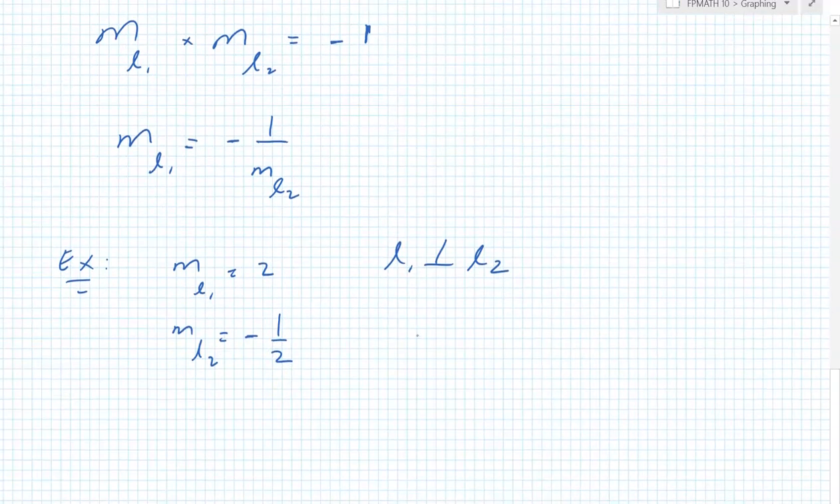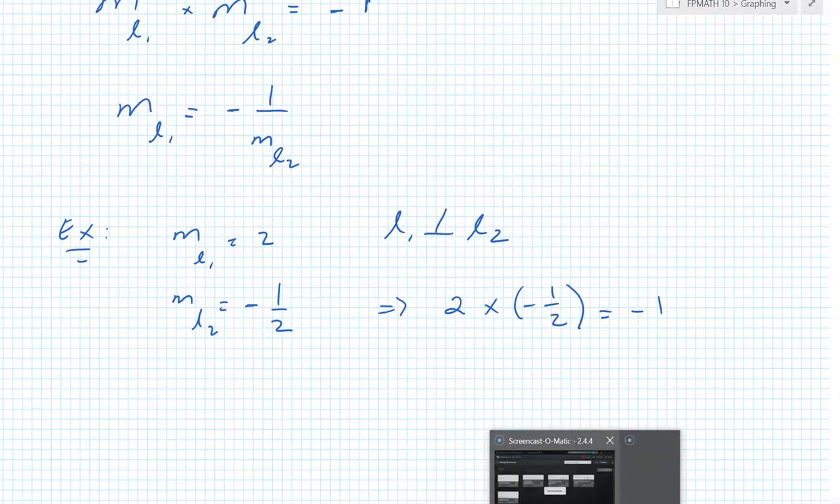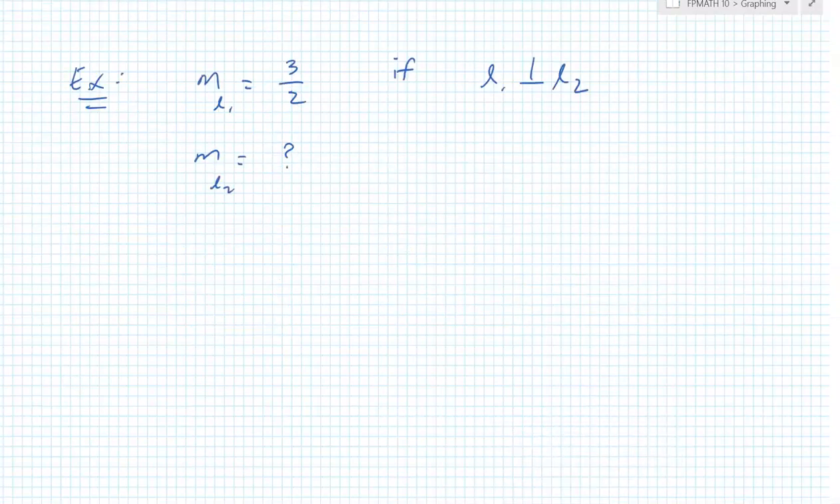Now if you multiply, let's check. What is 2 times -1/2? Well, that is -1. And that is what you will use to check if two lines are perpendicular to each other. Simple as that. Let's look at another example.